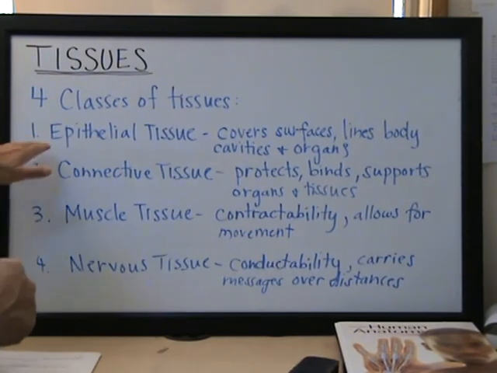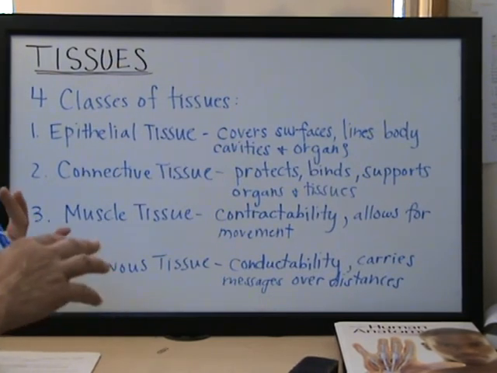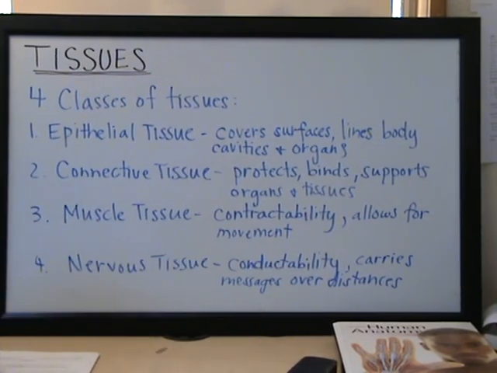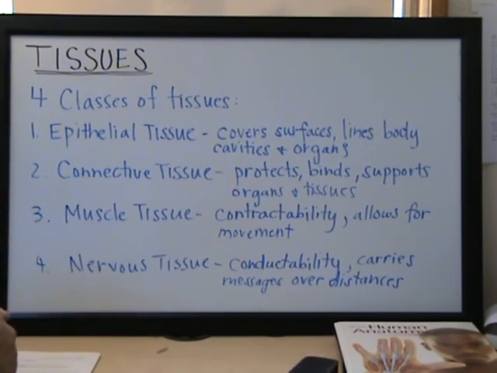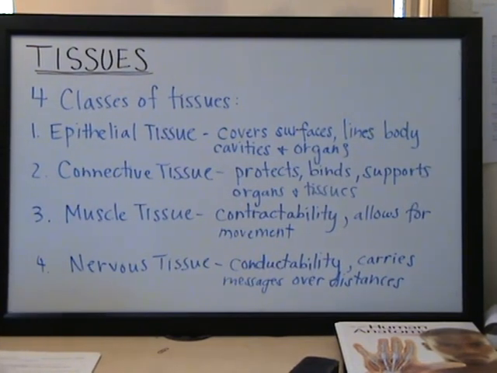And remember that each one of these 4 types of tissues has those 2 main components. They're made of cells and they're made of extracellular matrix. And then as you look in more detail, you'll be able to identify the specific types of cells and specific types of fibers in each type of tissue. All right, hopefully that was helpful.